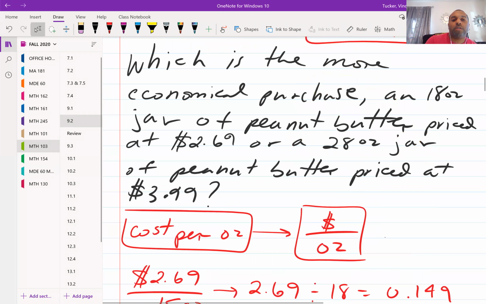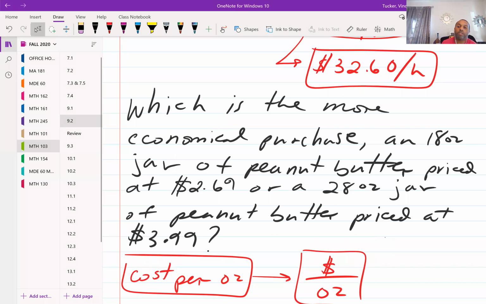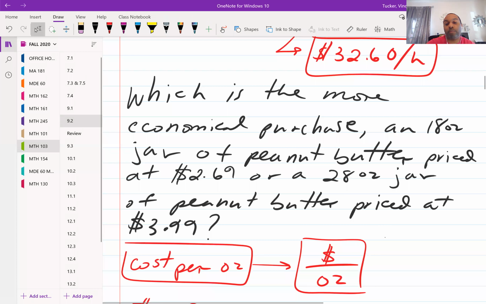All right. So it says, which is the more economical purchase? An 18-ounce jar of peanut butter priced at $2.69, or a 28-ounce jar of peanut butter priced at $3.99. The best way to evaluate both of these purchases is to look at it in reference to cost per ounce. You want to know how much you're going to pay per ounce of peanut butter. So that's going to be dollars over ounces. If we set up both of them that way, we can make a clean comparison between the two.